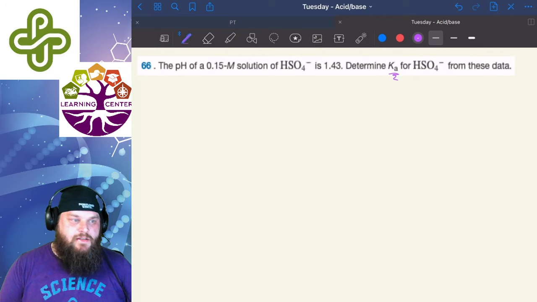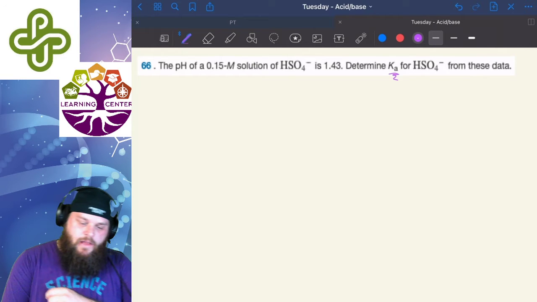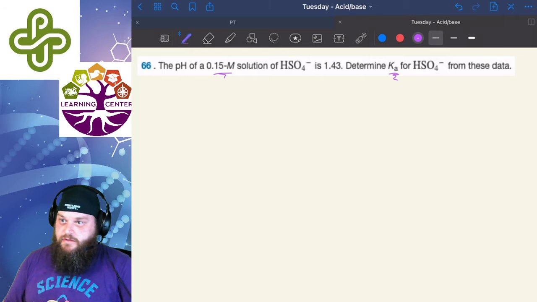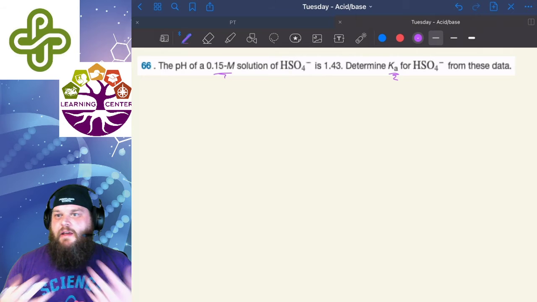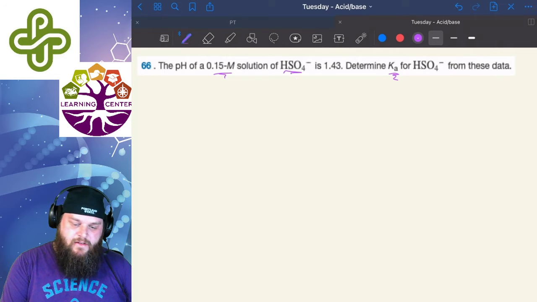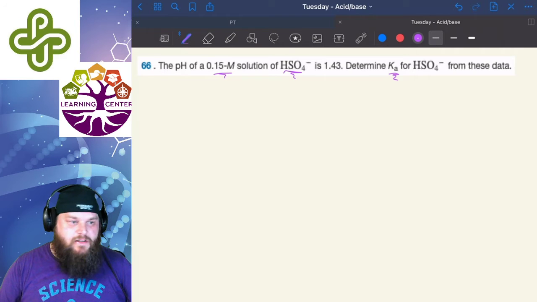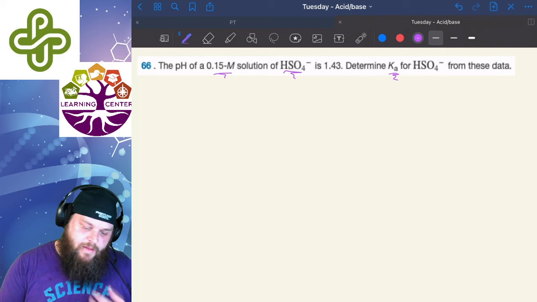And we can do this using that Ka equation, but we need to make sure that we have the concentrations when they're at equilibrium, not the initial concentrations of the solution. Because if you put this into water, some of it's going to break down and create its conjugate acid or conjugate base. In this case, we're looking at a conjugate base because this is an acid. It's a fairly weak acid, but it's still an acid. It could be both. It's ambiprotic.